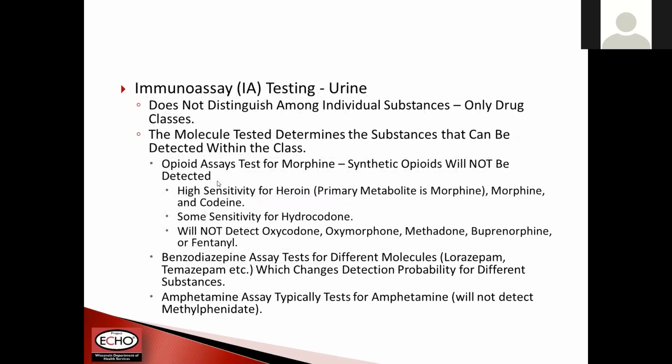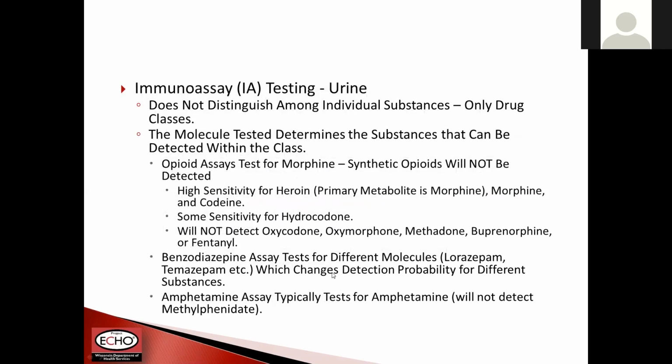It's also important to remember that the one that says opiate on the immunoassay is testing for morphine, which means that you're going to miss any of the synthetic opiates such as fentanyl, methadone, buprenorphine, oxymorphone. These will not be positive on the opiate immunoassay. Hydrocodone does cross-react, although in some individuals it can be negative. So this is the one caveat to not testing for negatives, and I'll explain that in a minute.